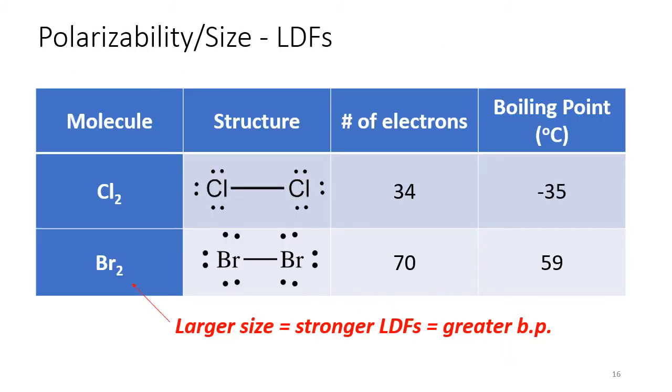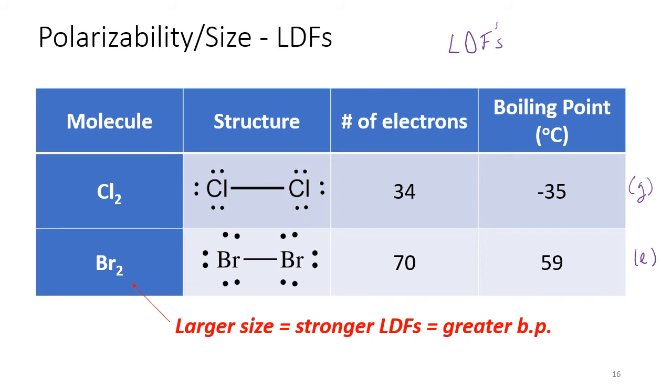Let's compare two nonpolar diatomic molecules, Cl2 and Br2. Since they're both nonpolar, they're both going to experience London dispersion forces, but they have substantially different boiling points, so the strength of the London dispersion forces between them must be fairly different. Chlorine is a gas at room temperature. Its boiling point is negative 35 degrees Celsius, whereas bromine is a liquid at room temperature. Its boiling point is 59 degrees Celsius.